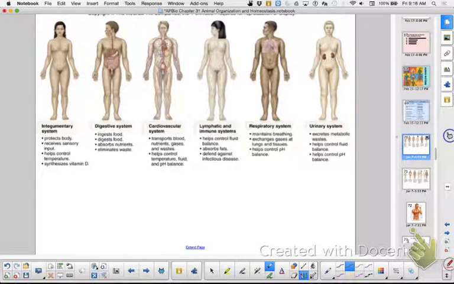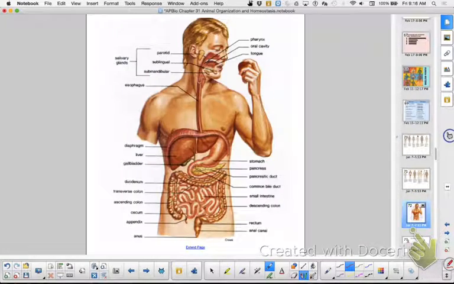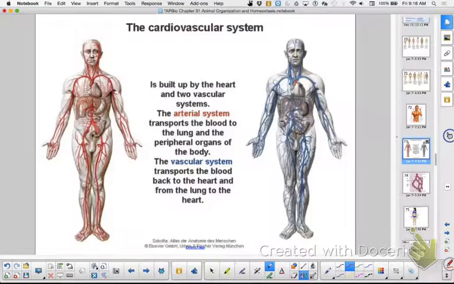All right, so here are the different systems. Sometimes they have one person showing it, and sometimes they have 2. Why is that? To show the differences. Differences between what? Male and female. Okay, there's differences. All right, let's name that system. Ready? What one's this one? Digestive. Good job.